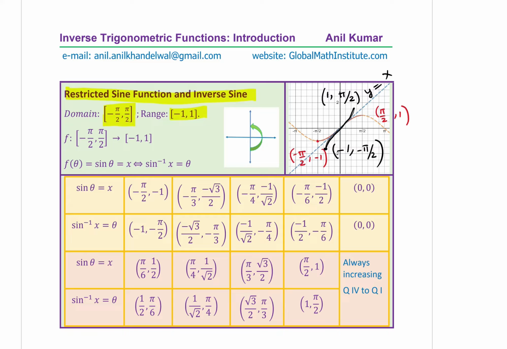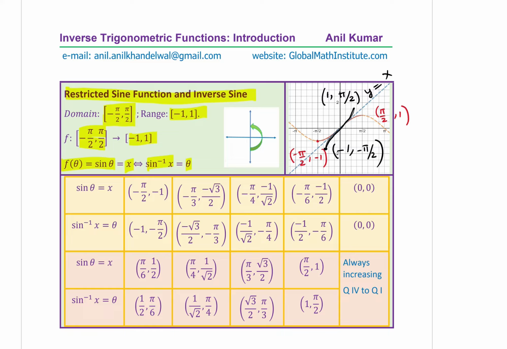Okay, so what do we have here? We have a function now where the mapping is from minus pi by 2 to pi by 2 to minus 1 and 1 because of the restriction, correct? So f theta can be written as sine theta. You can place a value x to it. Now the inverse of sine will be the angle theta, right? So here are a few examples to consider.